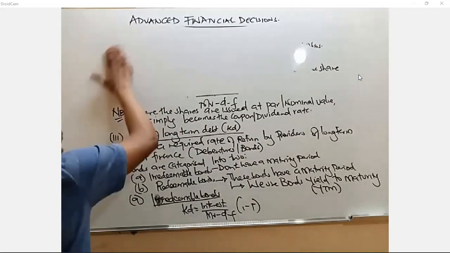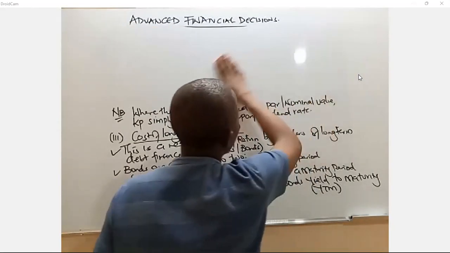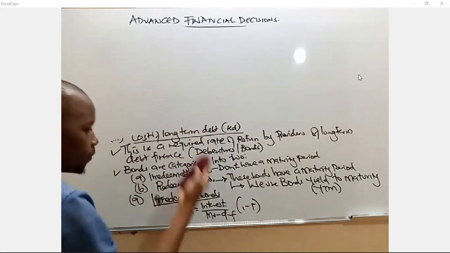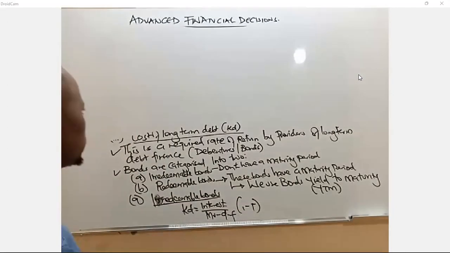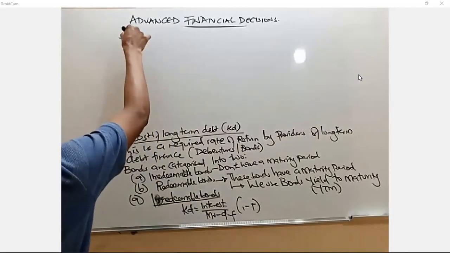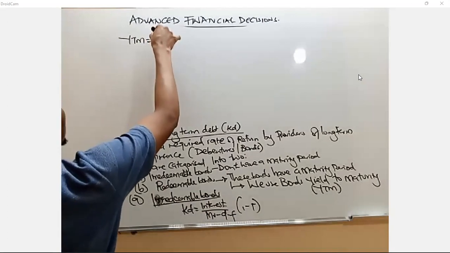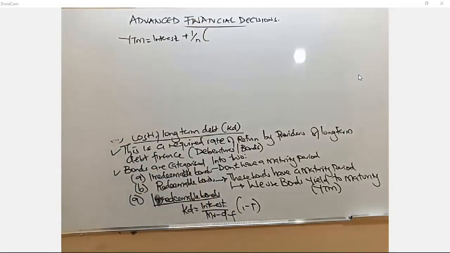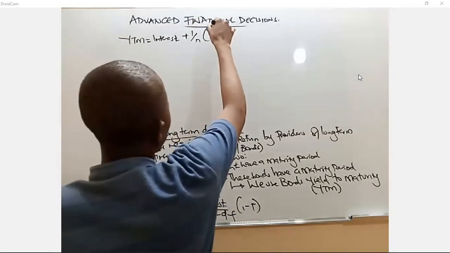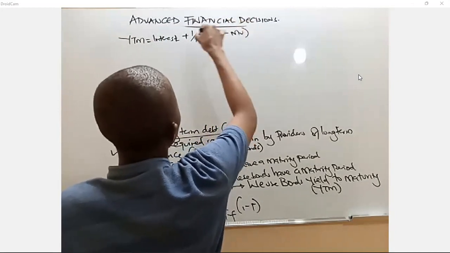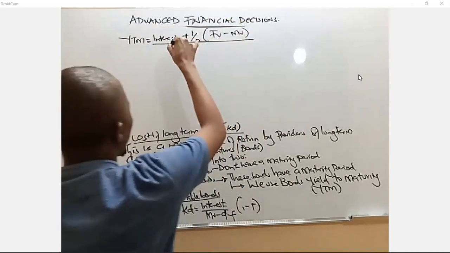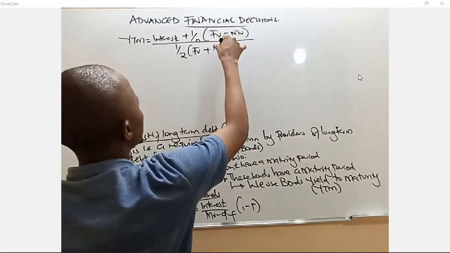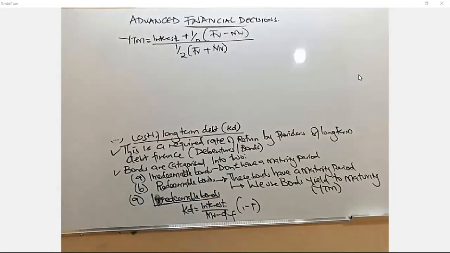Then we are just doing a bit of analysis of our topic. To calculate our yield to maturity, we normally take our interest plus 1/n, then in brackets we take the face value minus the market value, and we divide all of this by half of the face value plus market value. That is how we normally get our yield to maturity.